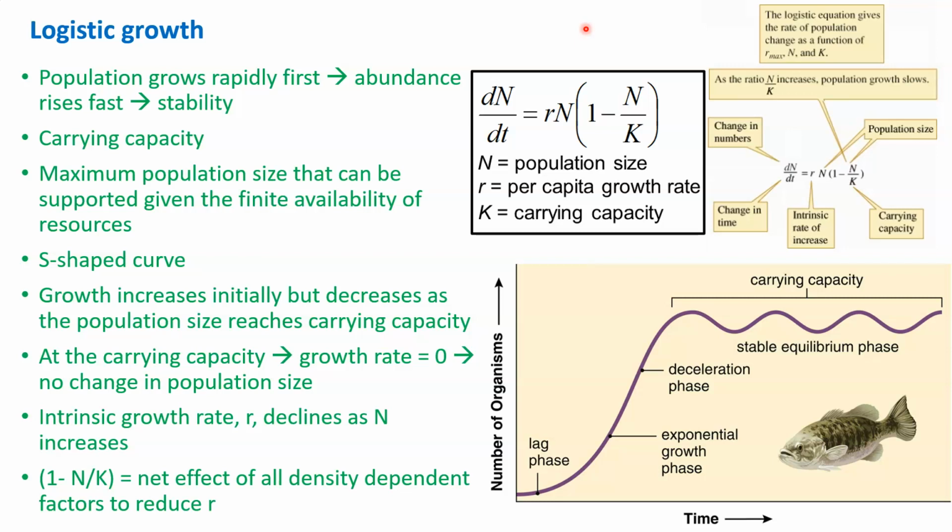So it is in fact this 1 minus n divided by k that is a mathematical representation of how all density dependent factors regulate the population size by impacting per capita growth rate, right? So in this situation, the per capita growth rate is actually changing with time, with respect to what's happening with the density dependent growth regulators.